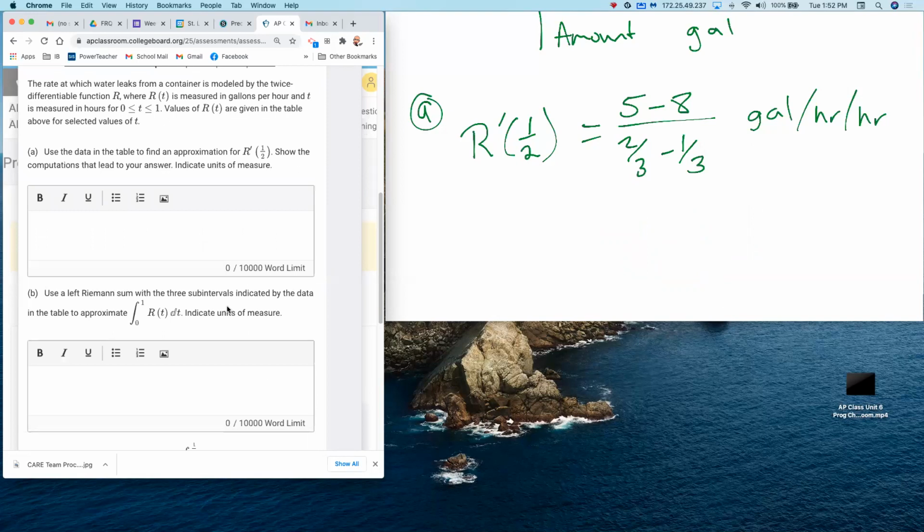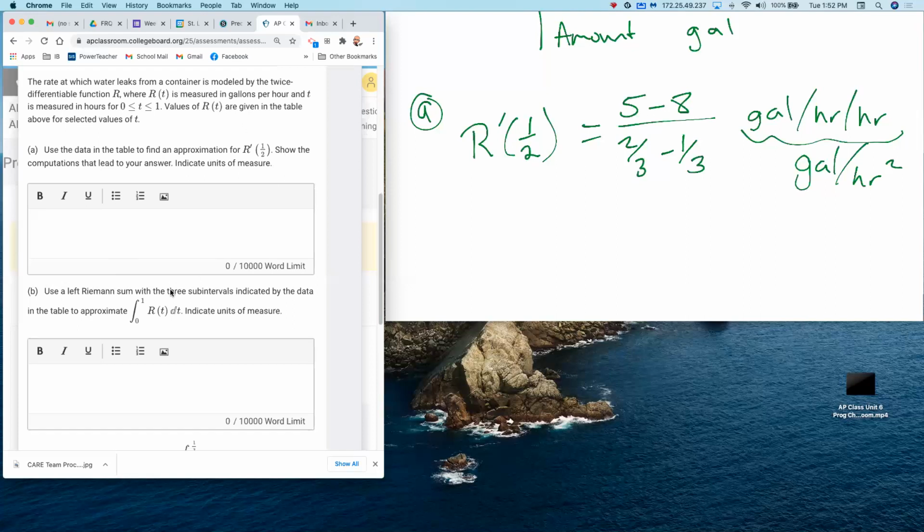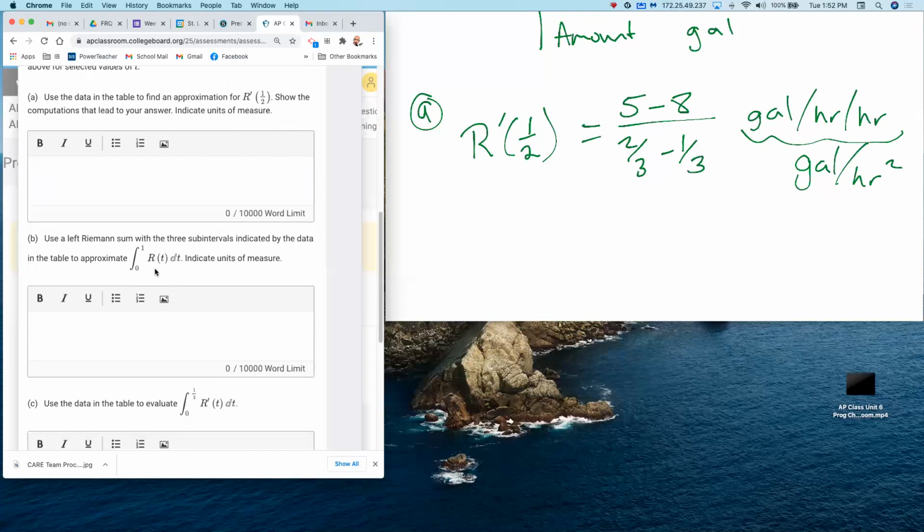Yeah, you could. The question is, can you put gallons per hour squared? And the answer is yes. All right, so then we get to part B, and it says, use the left Riemann sum with 3 subintervals to write this one out, right?